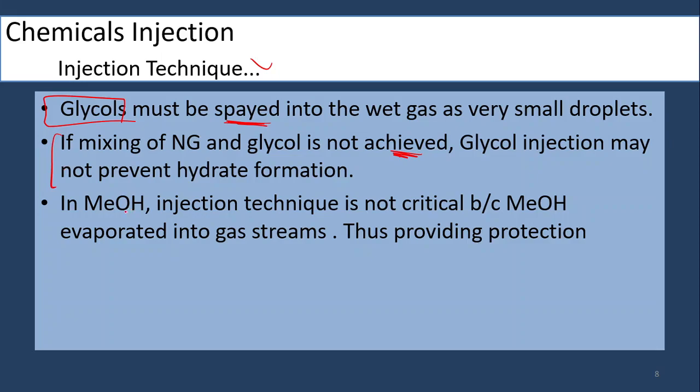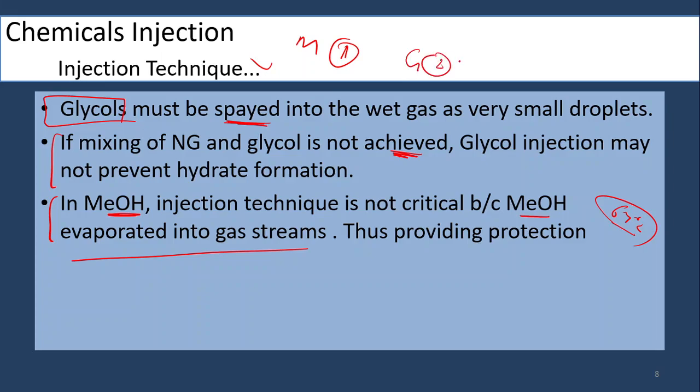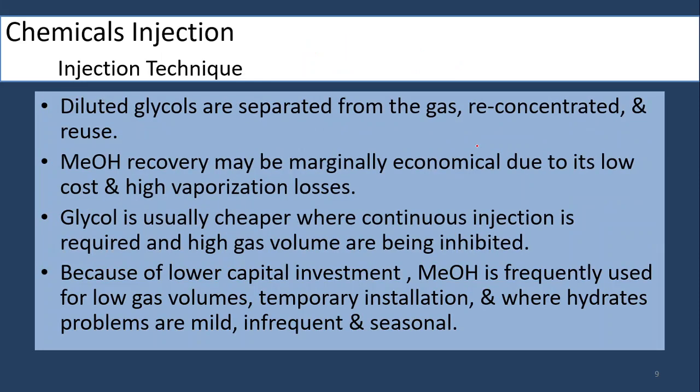Now comes the methanol. As far as methanol is concerned, the injection technique is not very critical, because the methanol evaporates into the gas stream. Methanol has a boiling point of 64 degrees Celsius, so it is very easily evaporated into the gas stream and mixed with it because it is now in the gas phase. So it is much better as compared to glycol as far as the injection techniques are concerned. In the injection techniques, methanol is the first one and glycol is the second one. Earlier, for temperature, methanol was also the first one.